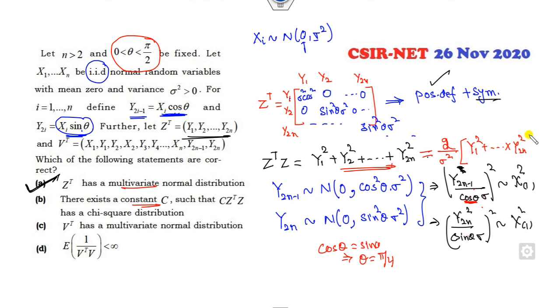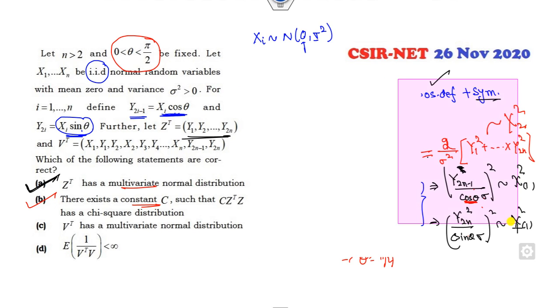Y of 2n square. Now it follows my chi-square distribution. So yes, this option is correct. Look at the last, third option.